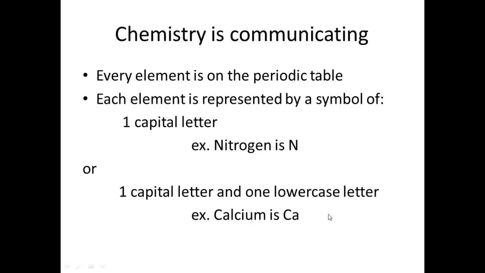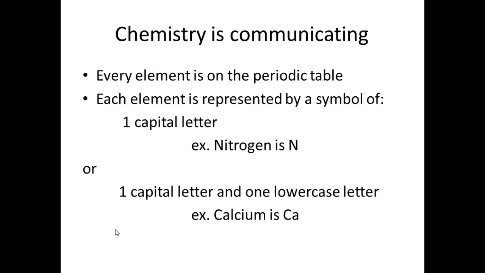Most of the time, the symbol will be kind of like the name. For instance, nitrogen's N, calcium's Ca. But sometimes we have these other funny ones. Like potassium, the symbol is K, from its ancient name, kalium. Iron is Fe for ferrum. Lead is Pb for plumbum. Those are the old Latin names for the elements.